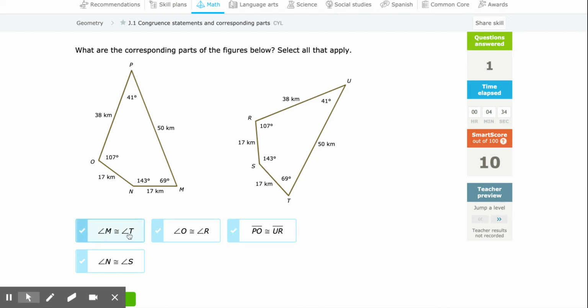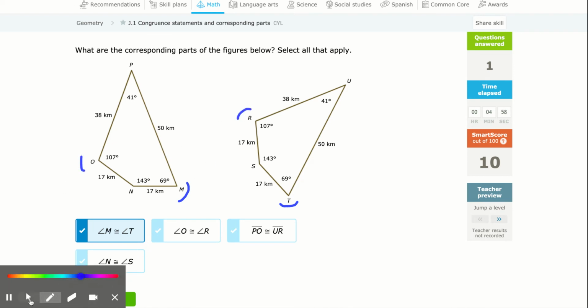So is angle M congruent to angle T? Again, I look for angle M, which is right here. Is that congruent to angle T, which is right here? Yeah, those are the same angle measure. So yes, they are congruent, or they correspond. Angle O to angle R. Angle O is right here. Angle R is right here. Yep, they correspond, or they're congruent.